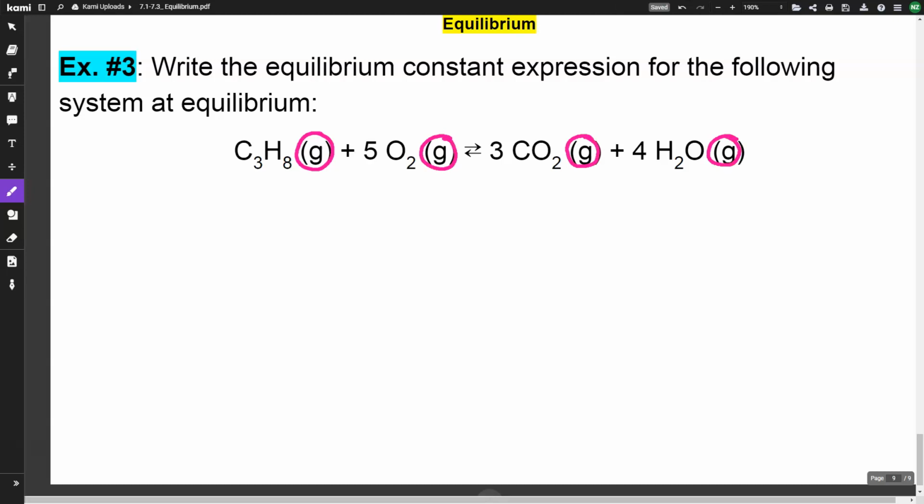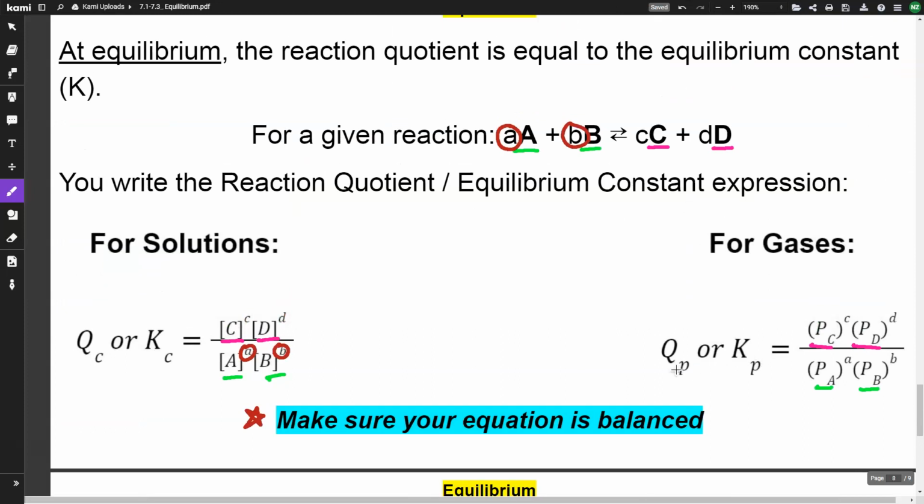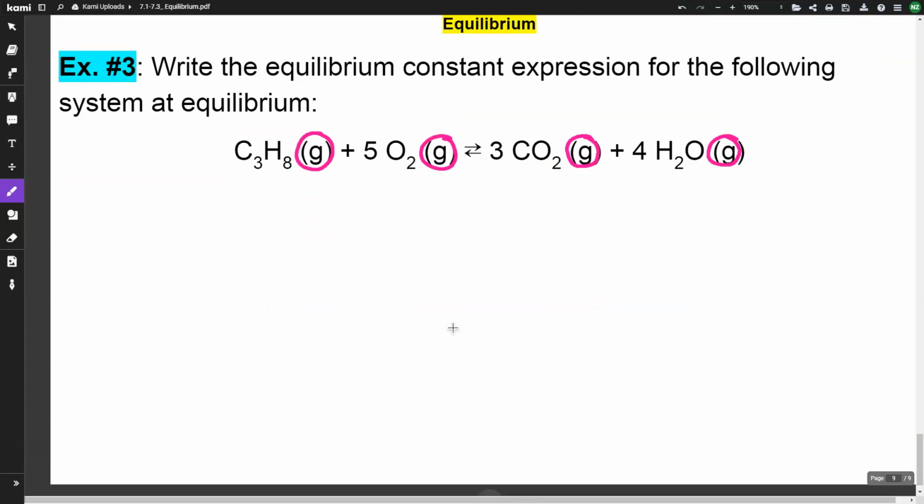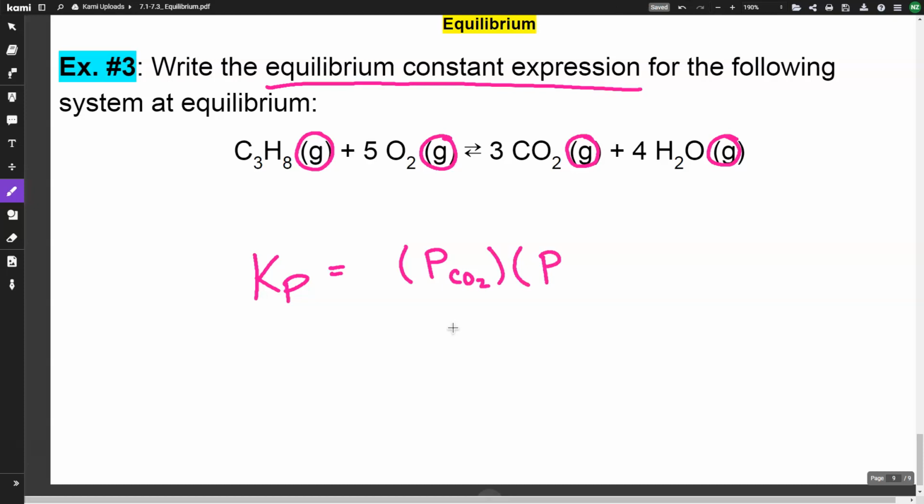So if you go back and look really quick, when we're using gases, we're going to write either Q sub P or K sub P. So since it is asking for our equilibrium constant expression, we are going to write out Kp, and it is going to be products over reactants. Okay. So it's going to be the pressure of CO2, and then the pressure of H2O.